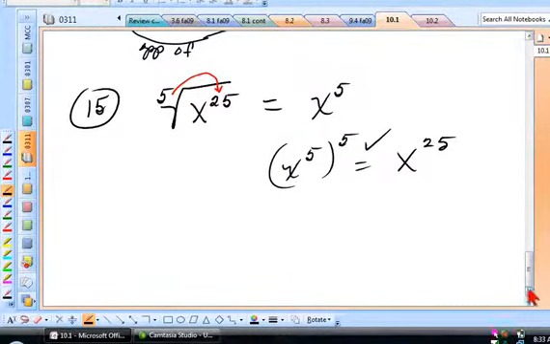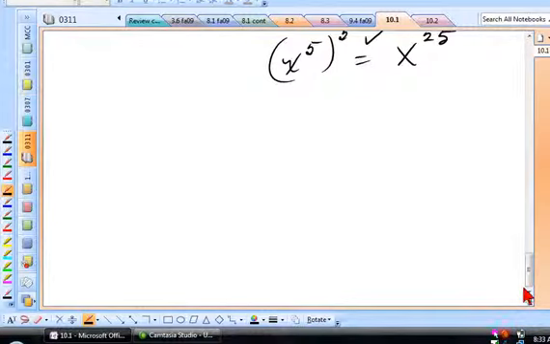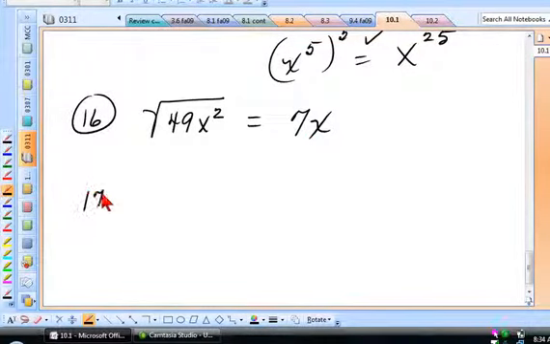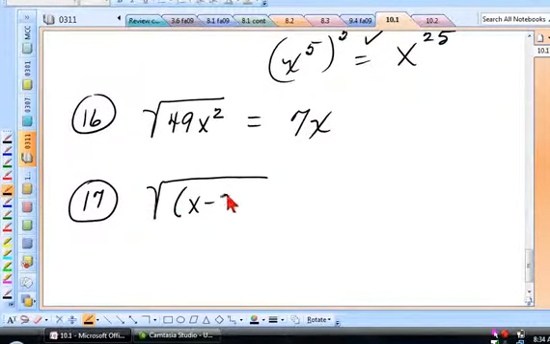So you can see that this first section is just kind of an overview section, making sure that you can take different roots of different radicands. 16. What's the square root of 49x squared? 7x. 17. What's the square root of x minus 3 quantity squared?